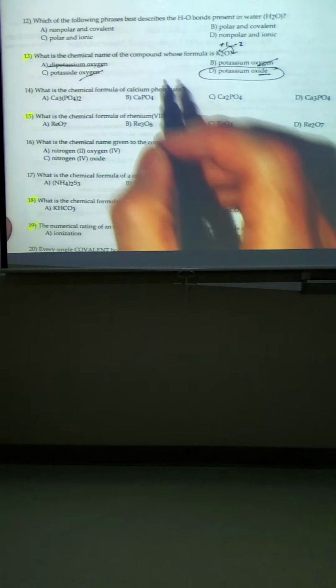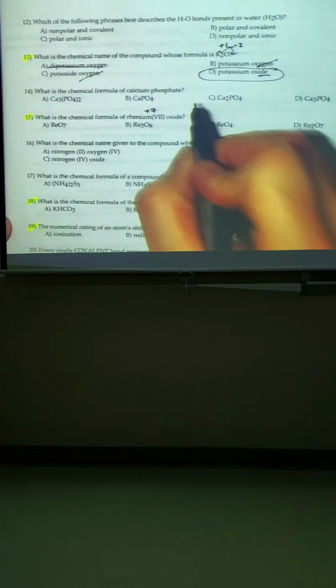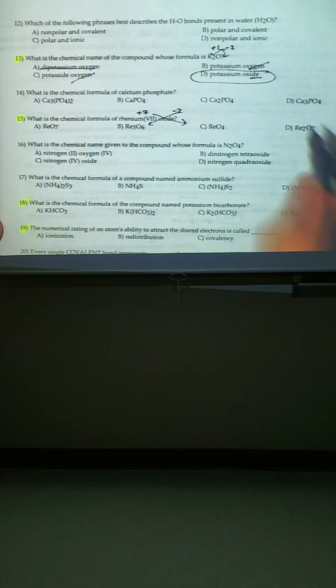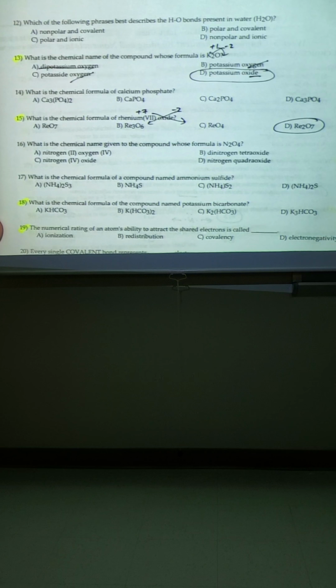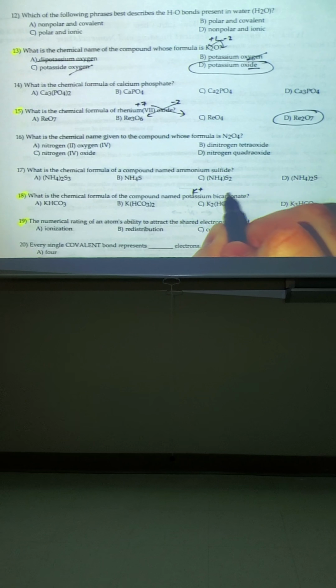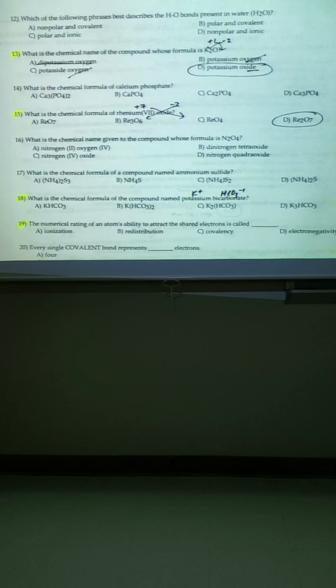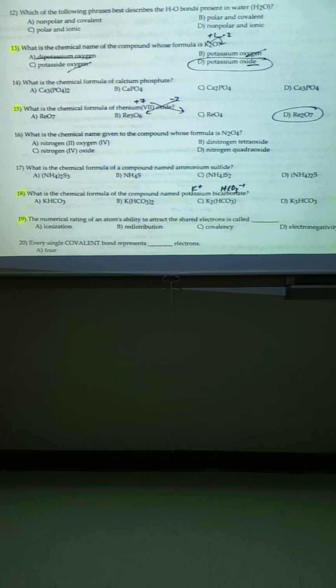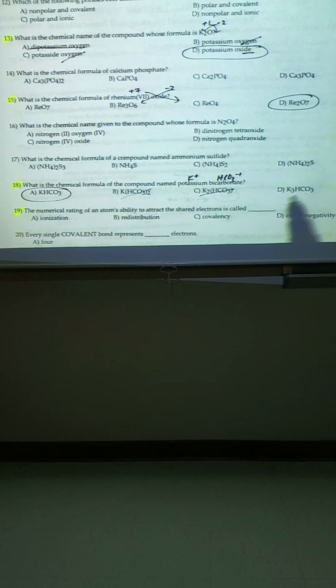15 says rhenium 7, so that gives you a +7 charge. Oxide is a -2. So you're going to cross a 2, cross a 7, so look for 2s and 7s. Bingo. 18 says potassium bicarbonate. Potassium is K+, bicarbonate is HCO3 -1. Those ion lists are in the back of your lab book, in a table form, supplemental 6, I believe. So these are a perfect match, so squish them together. K+, hydrogen carbonate is the same thing as bicarbonate. This would have crossed a 2, that's wrong. This would have crossed a 3, that's wrong.